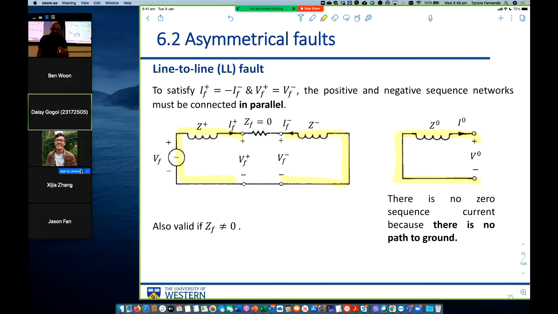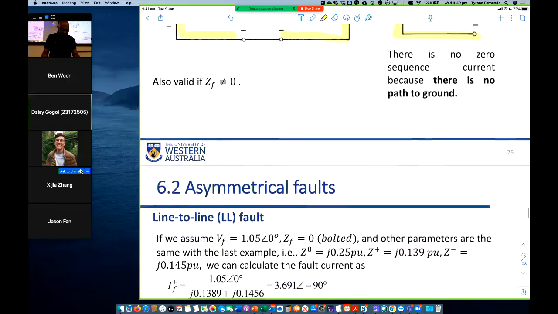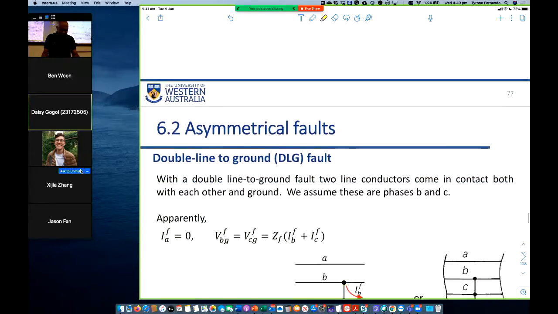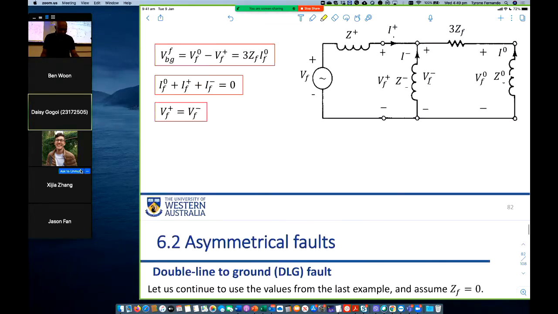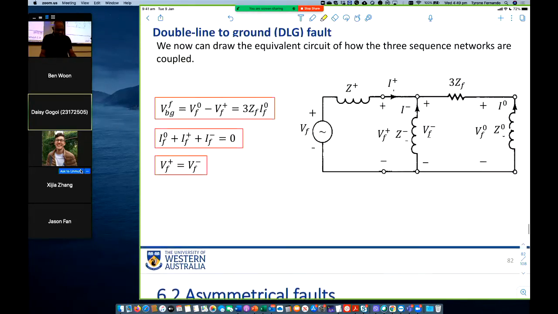You take the positive sequence circuit and negative sequence circuit and you connect them in parallel. And then you can do some calculations, find the positive sequence current and the negative sequence current, which are the same magnitude but opposite direction because of the way it's marked. And then you can calculate everything, right? We'll talk about it later, but I just wanted to tell you that depending on the type of fault, we connect things in a different way.